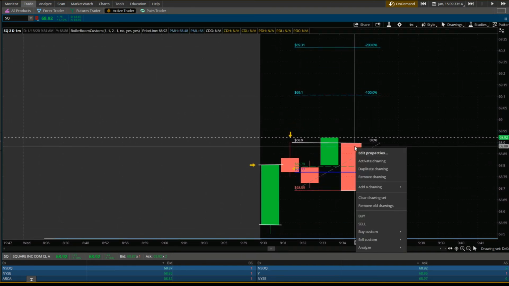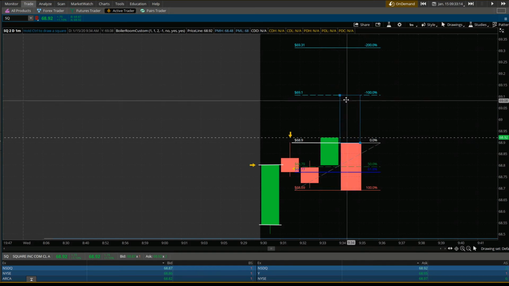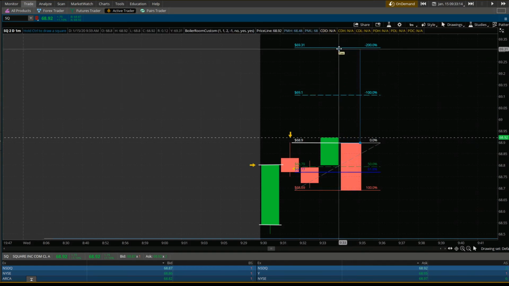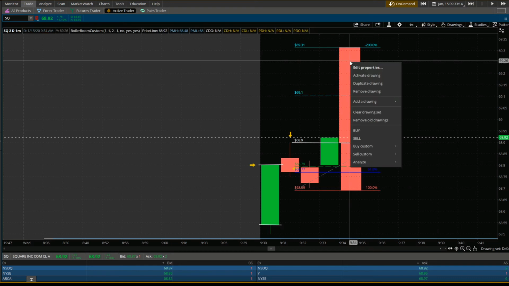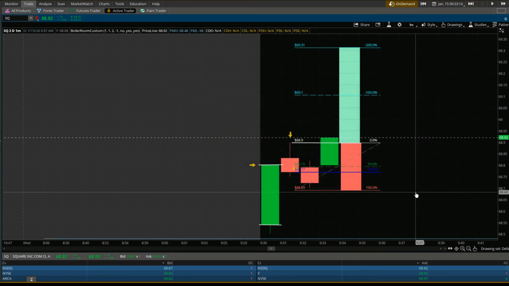And if we copy this, duplicate, here is my potential reward. And this needs to be green. And this is how traders make money.